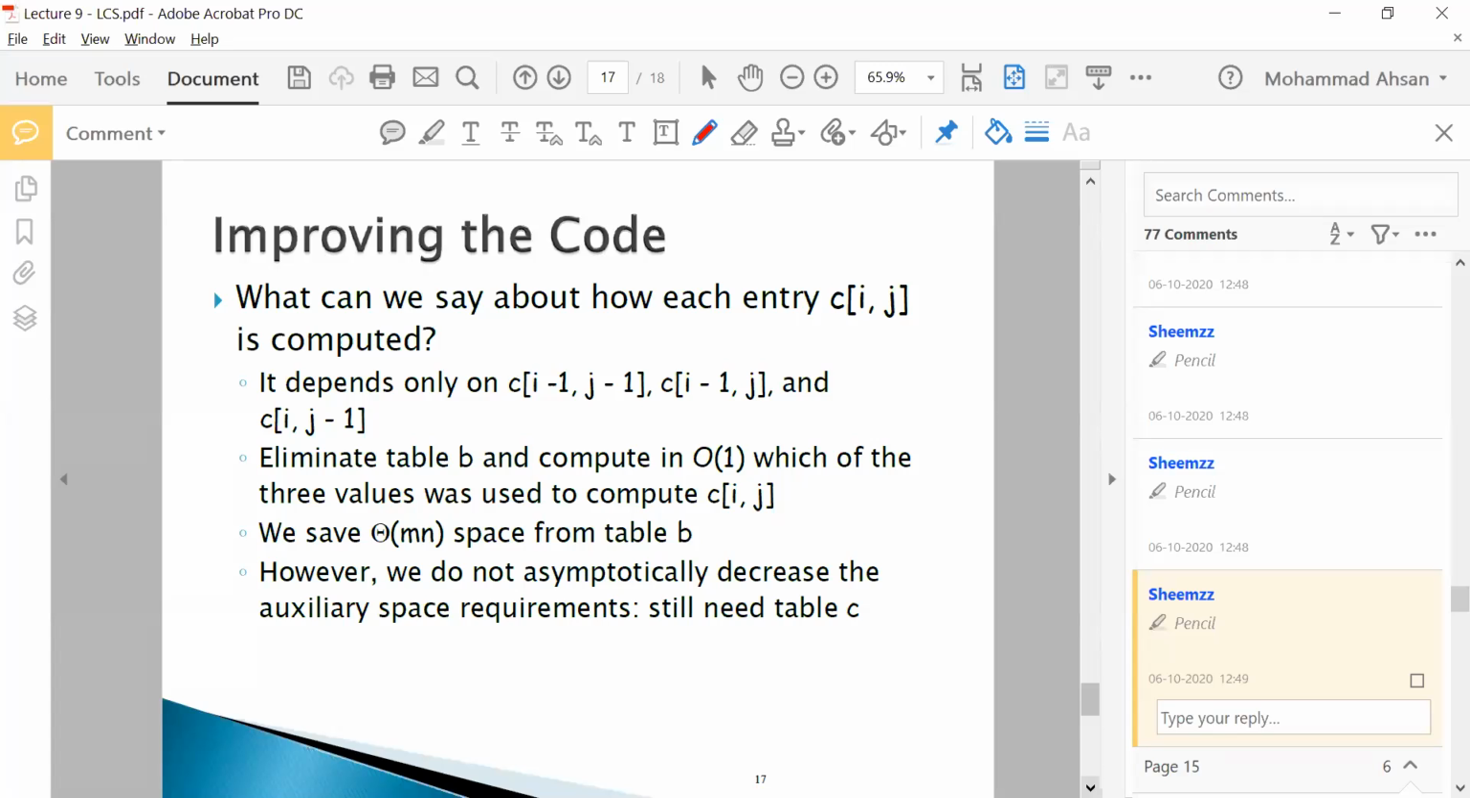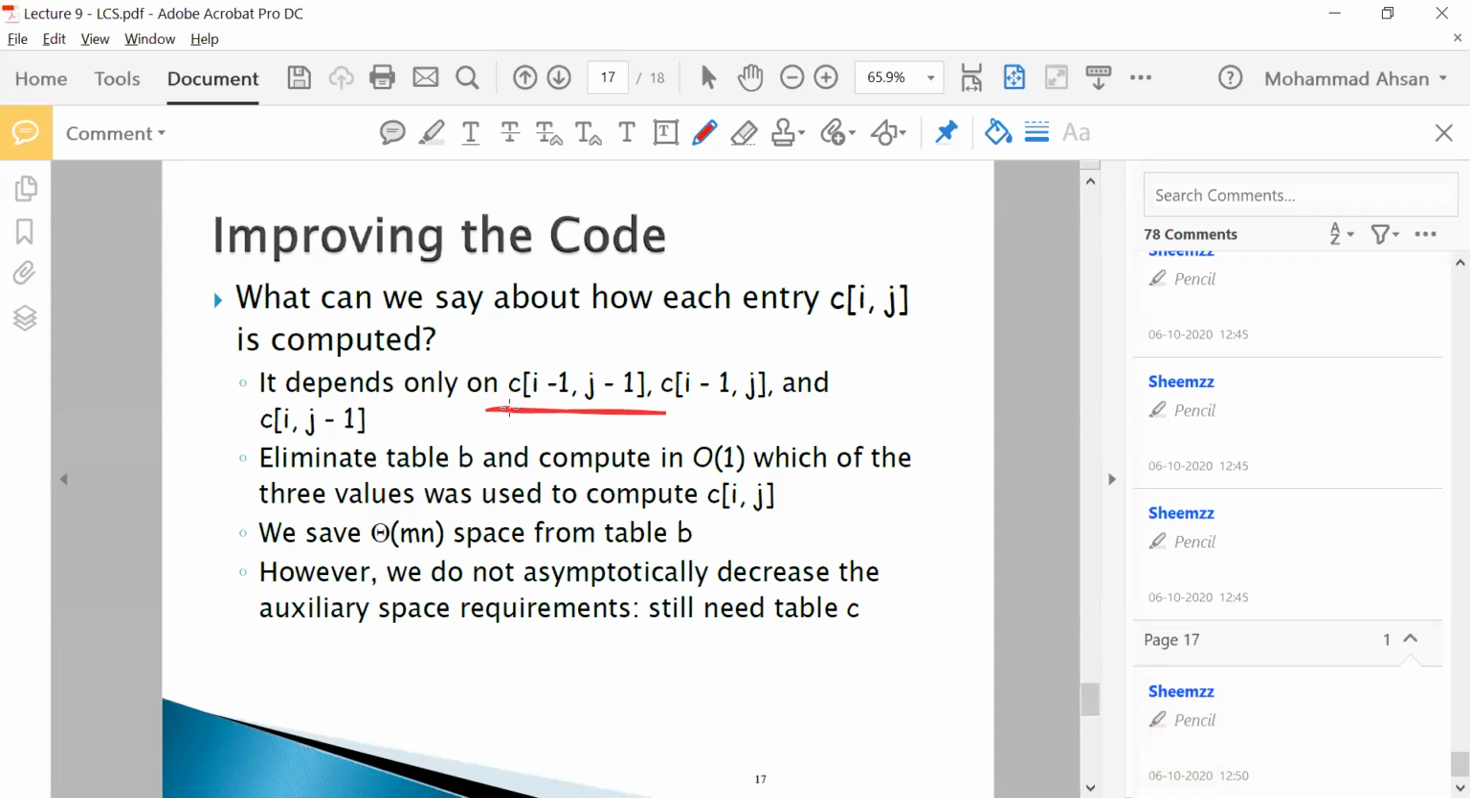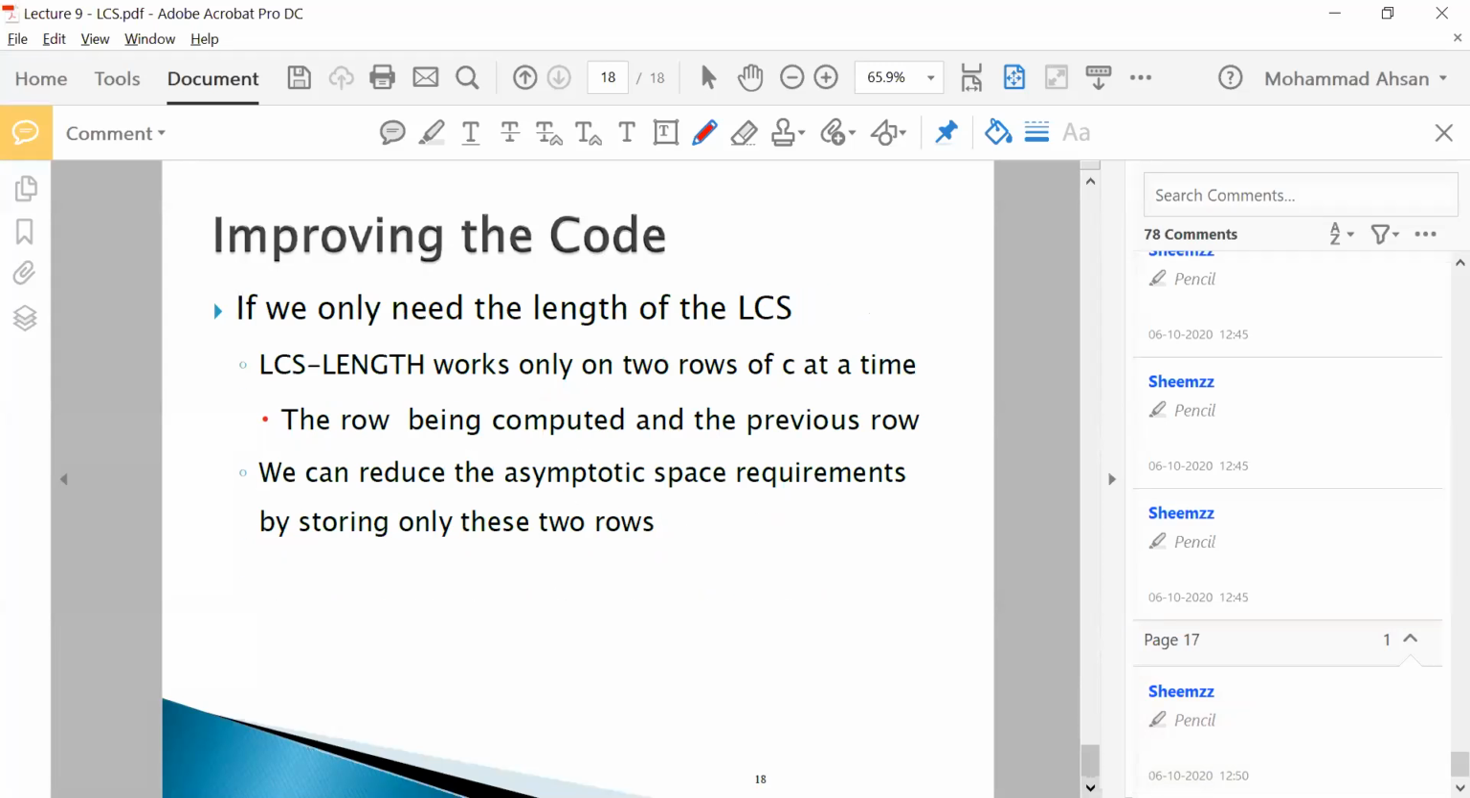Instead of storing all these arrows in another b table, we can also modify our code so that we can do the printing or storing, let's say, in a simple array. Whenever we are using this equation, we can store that value of xi somewhere and later use it to print. So we will eliminate one more table and find the actual subsequence.